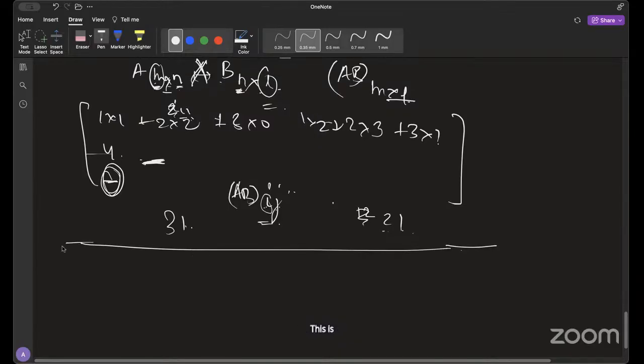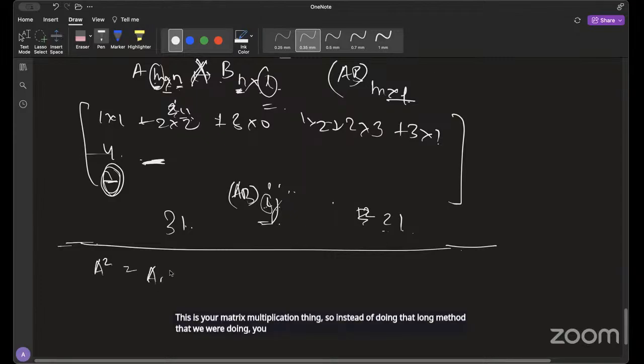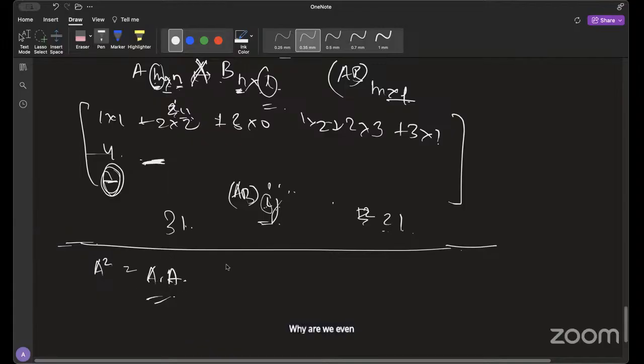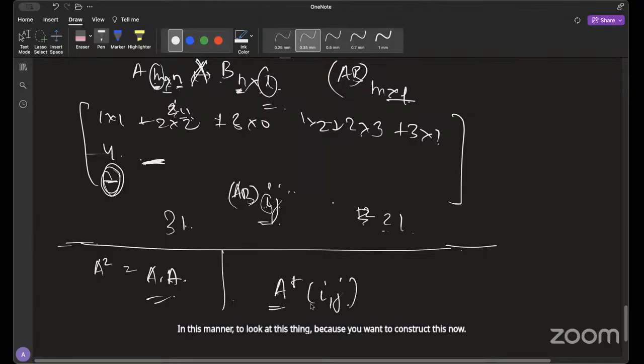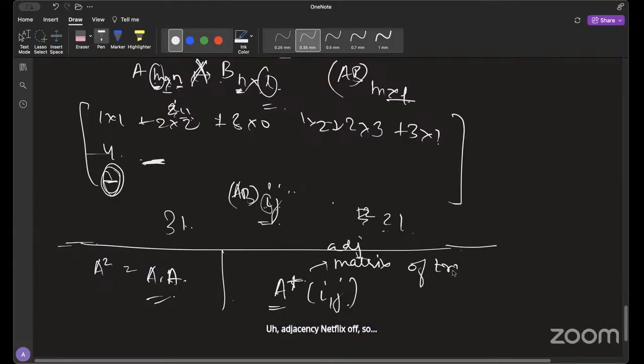This is your matrix multiplication thing. So instead of doing that long method that we were doing, you can just simply multiply these two things. Now, why are we even doing this? We want to construct this, A plus, which is the adjacency matrix of the transitive closure of G.